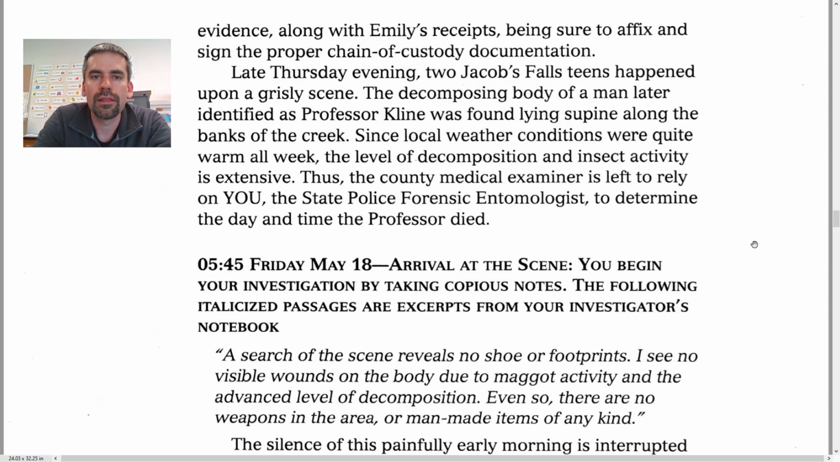Late Thursday evening, two Jacobs Falls teens happened upon a grisly scene. The decomposing body of a man later identified as Professor Klein was found lying supine along the banks of the creek. Since local weather conditions were quite warm all week, the level of decomposition and insect activity is extensive. Thus, the county medical examiner is left to rely on you and the state police forensics entomologist to determine the day and the time the professor died.